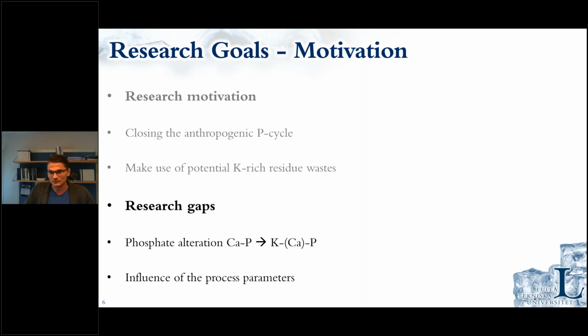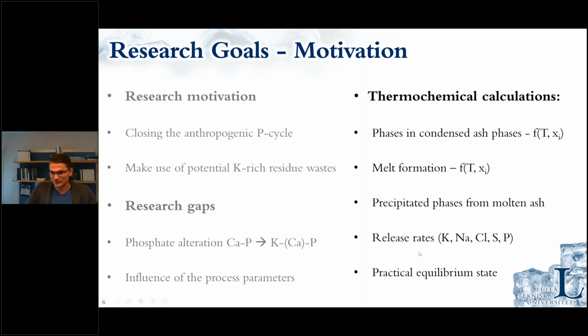So the research gap that we currently are aware of is that we need to alter the phosphate speciation to actually create bioavailable phosphates. And our research gap also includes that we don't know the influence of the process parameters, for example, the gas atmosphere. How does this go into the thermochemical calculations? Well, in those calculations, we try to analyze what kind of phases we expect in the condensed ash phases at the process temperatures. For example, what kind of melt do we have? What kind of stoichiometric compounds?